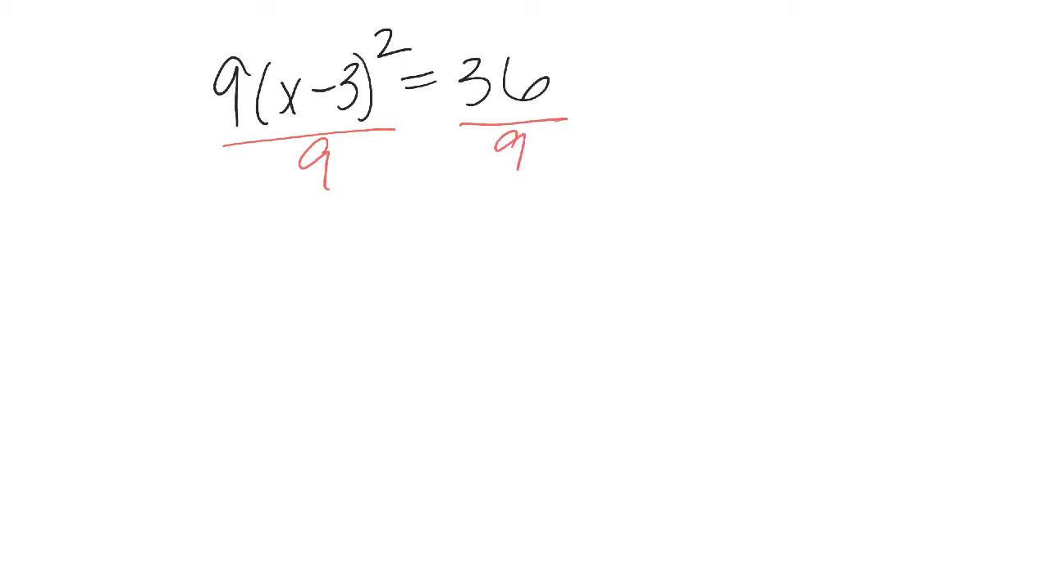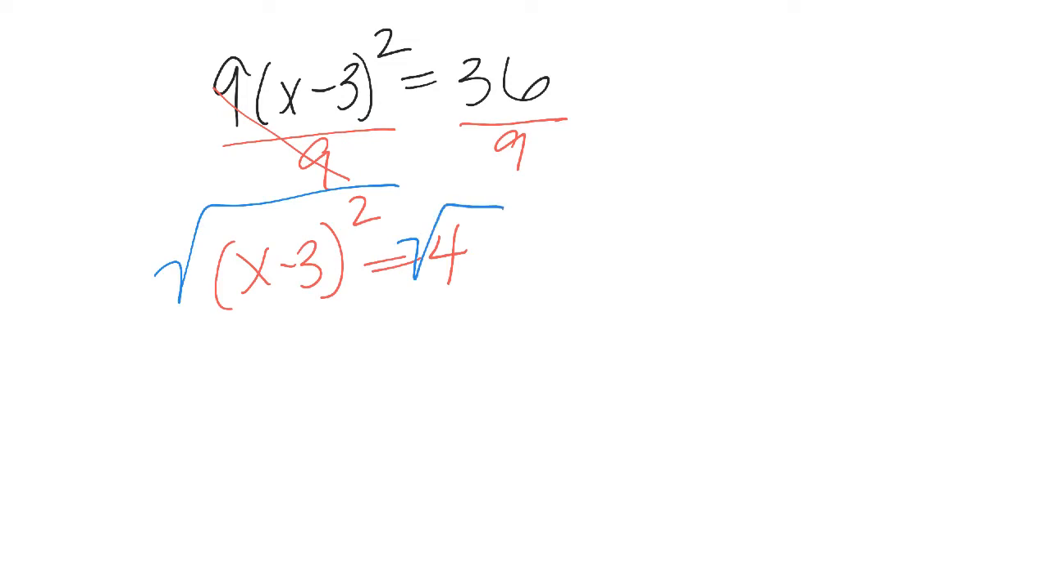Okay, the next example I want to do looks something like this. We can't square root this the way it is. We have to deal with the 9 in front first. That 9 is being multiplied by everything, so I want to do the opposite of multiplication, which is division. So we're going to make sure we divide it on both sides. So we're left with x minus 3 all squared equals 4. So now I can get rid of the square by square rooting both sides. The square root gets rid of the square, so I'm left with x minus 3. And the square root of 4 is going to be plus or minus 2, because remember, you have to have the positive and the negative version.